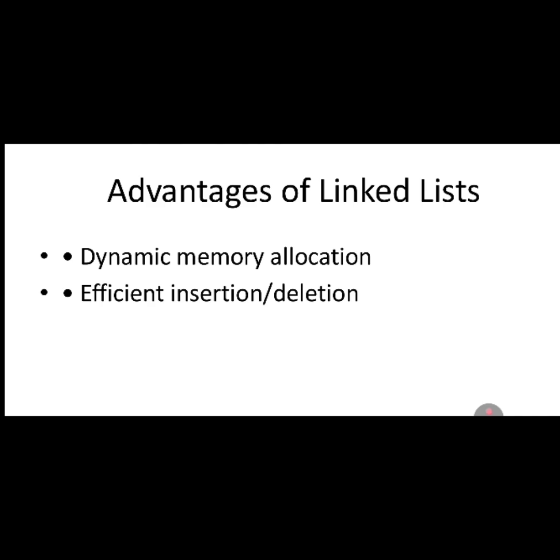And the third one is memory utilization. It allocates memory as needed. It is useful for applications where the number of elements is unknown or changes frequently. No wasted memory. Since there is no pre-allocation, memory isn't wasted. But in the case of arrays, there is wasting of memory.